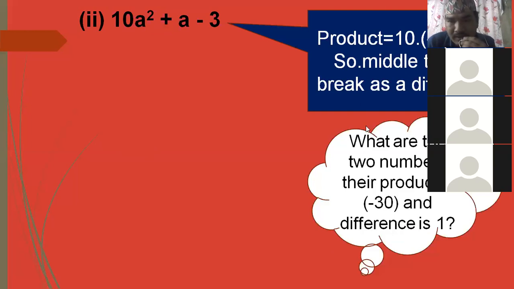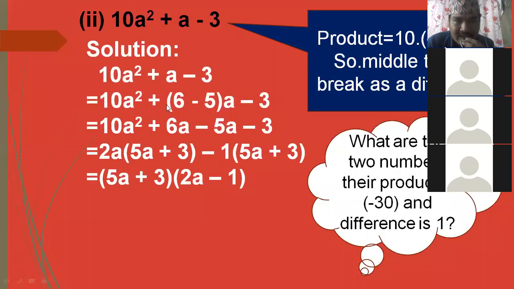What are the two numbers whose product is minus 30 and difference is 1? Can you tell, student? They are 6 and minus 5. 6 minus 5 is 1, and 6 and minus 5, when you multiply, you will get minus 30. Then now open the bracket, plus 6 into a, 6a, plus minus 5 into a, minus 5a.